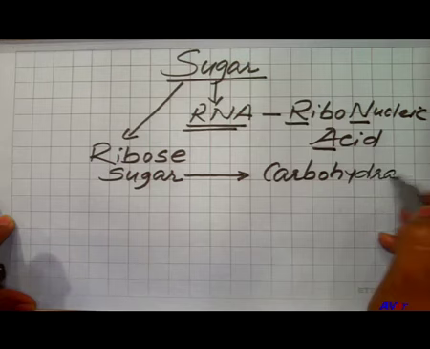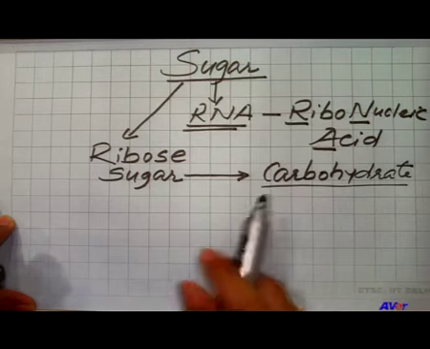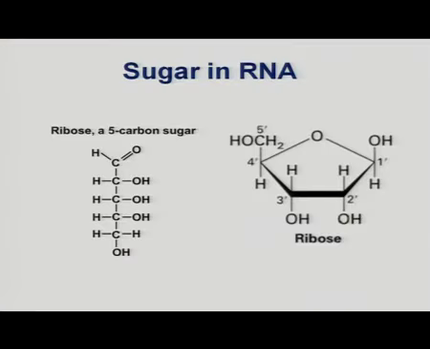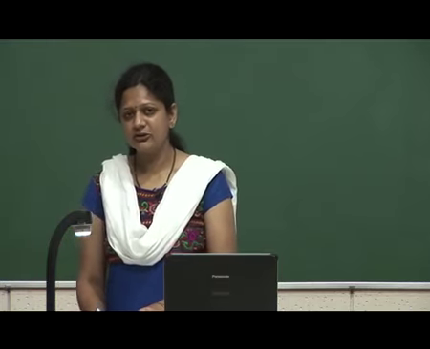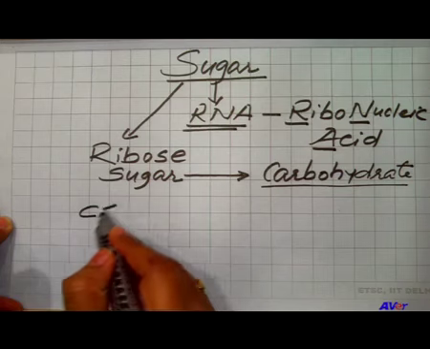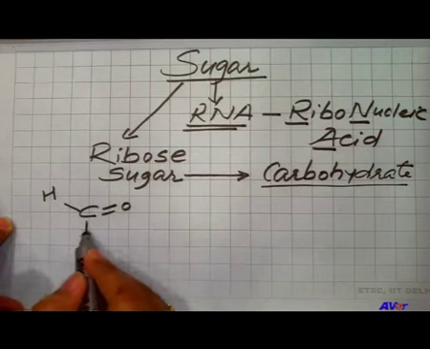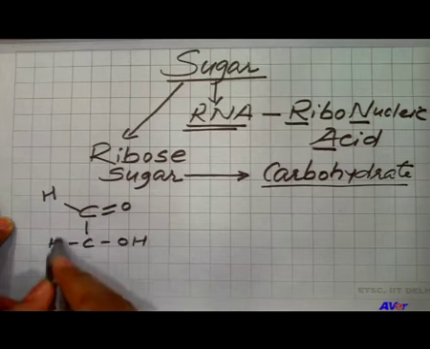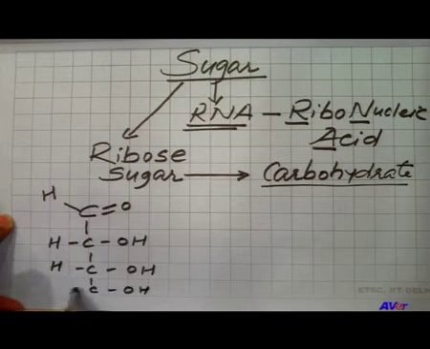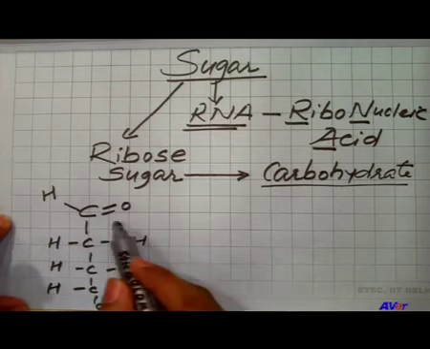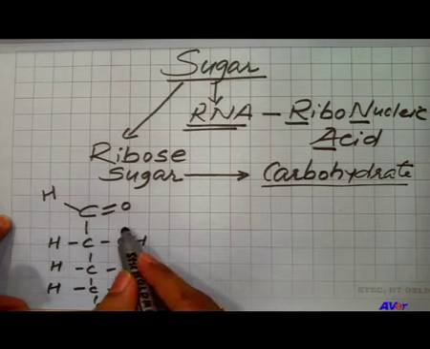Now, what is this carbohydrate? Carbohydrate is polyhydroxyaldehyde and polyhydroxyketone. What is the meaning of polyhydroxyaldehyde and polyhydroxyketone? Polyhydroxyaldehyde and polyhydroxyketone means any organic compound which contains an aldehyde and more than one hydroxyl group is called polyhydroxy aldehyde or polyhydroxy ketone.